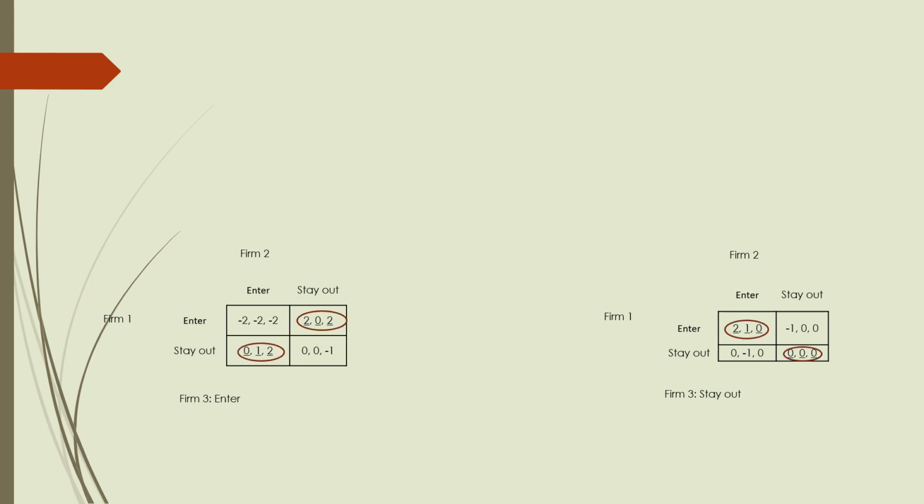We now check if there is any cell in which players play mutual best responses. There are 4 such cells, and these are circled. Hence, there are 4 pure strategy Nash equilibriums in the game. In 3 of them, one form stays out. There is also a 4th one in which all forms stay out.